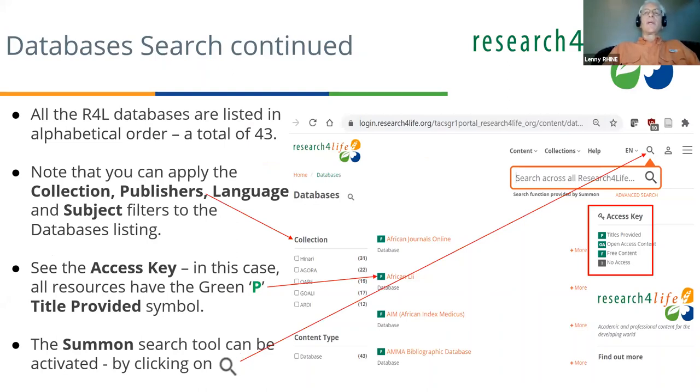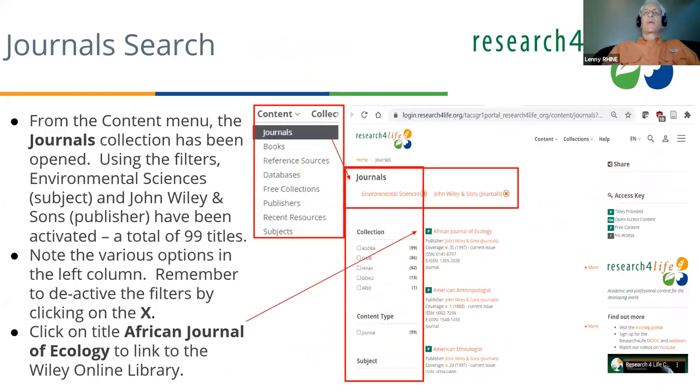Okay, here we are. This is a list of databases. There's a total of 43. You can do it by collection, and then you can see Hinari has 31, Agora has 22, et cetera. Again, if you want to do a keyword search using Summon, you click on the magnifying glass and the box there, search across all research for life, displays. So you can, anytime you want, go do a keyword search. Again, the access key is here with the green P, meaning you have access to the title, to the database. Okay? Journals, this is a huge list.